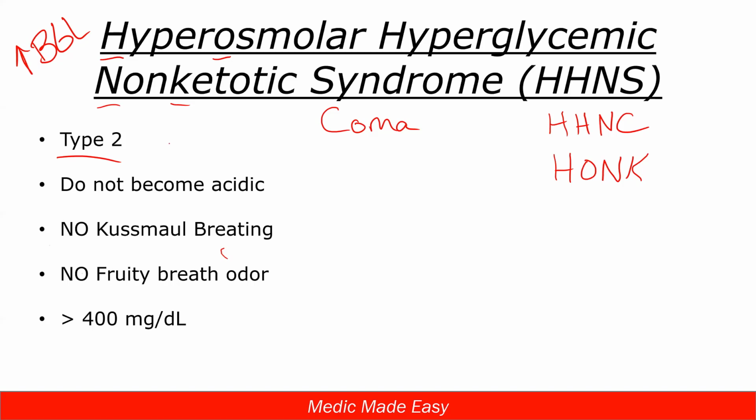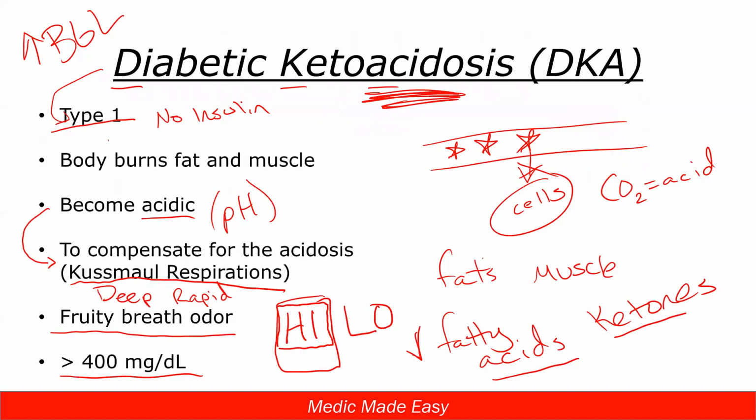Non-ketotic, though, is telling us that we're not making those ketones. Right? In diabetic ketoacidosis, our body is making those ketones. That's from the breakdown of fat and muscles, we make ketones, and that's because we can't utilize any of those blood sugars.